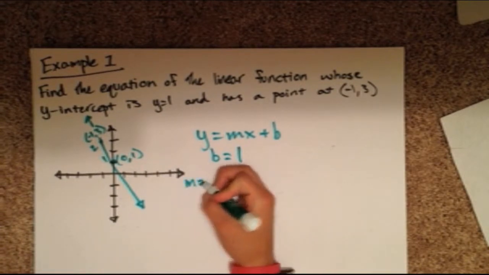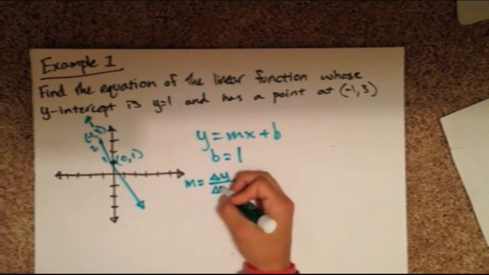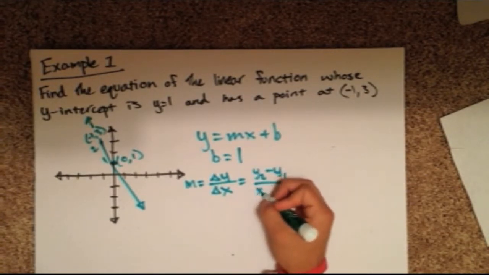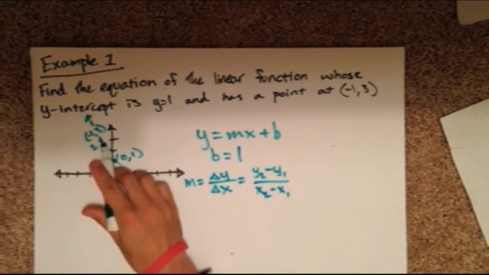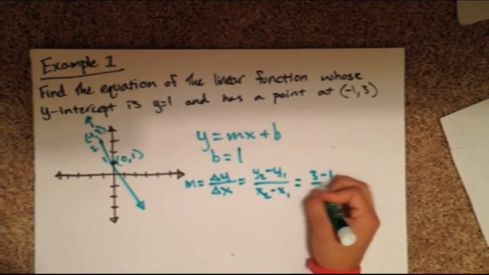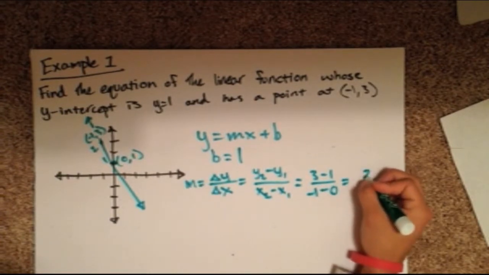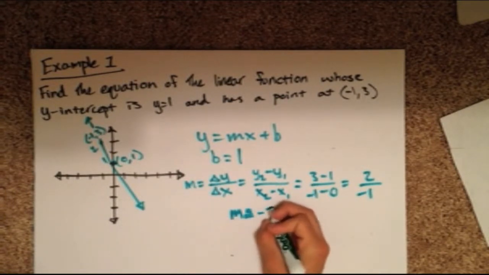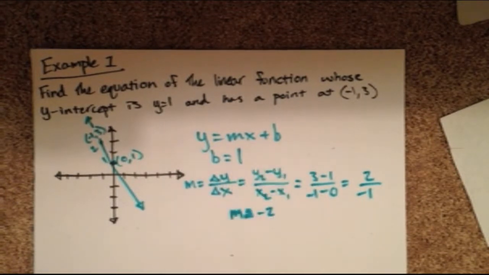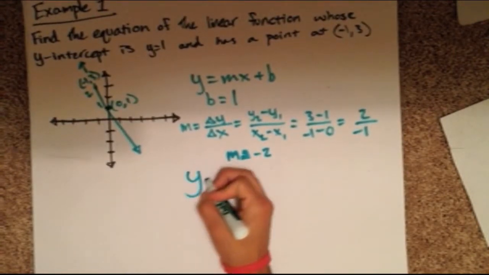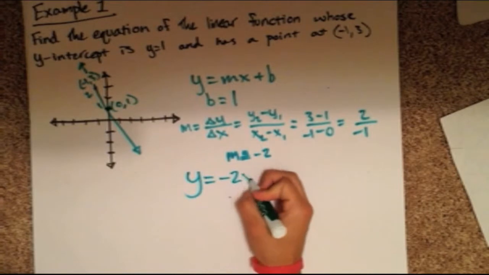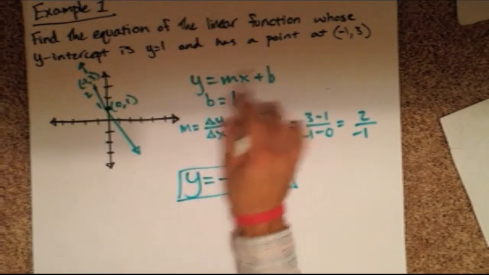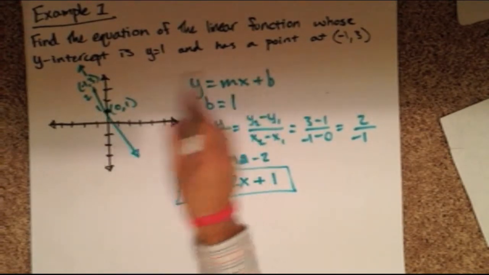Now for m, we use the difference in y's over the difference in x's. Now we can use our points. m is equal to negative 2. So that's our slope, and that's our y-intercept. We just plug them in, and that is the equation for the linear function whose y-intercept is 1 and has the point negative 1, 3.